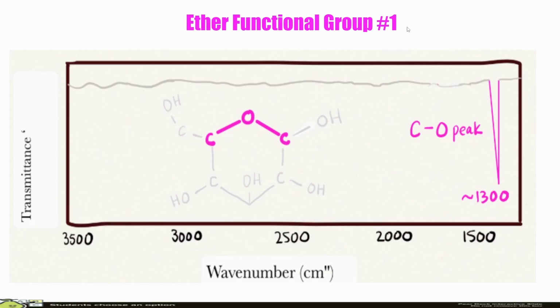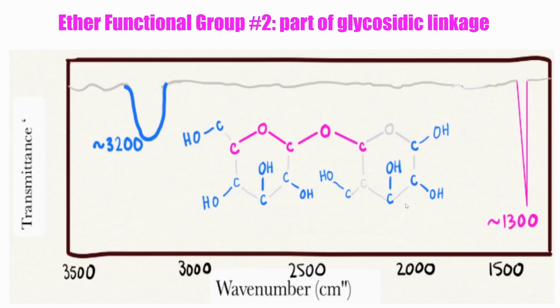Ether functional group number 1. There is a C connected to an O connected to a C in between. Memorize that particular pattern. Well, not memorize, but recognize what it is. And its peak is at 1300. There is, however, a second kind. This is if it's part of a glycosidic linkage, it changes its shape.